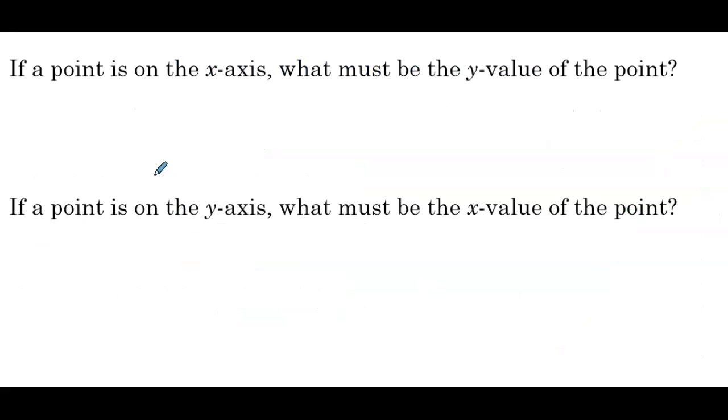So if a point is on the x-axis, what must be the y value of the point? Let's just draw a general axes, right? So we have the x and the y-axis. If I plot any of these points on the x-axis, each of these points is going to have 0 as a y-coordinate. So the y value of any point on the x-axis is going to be 0.